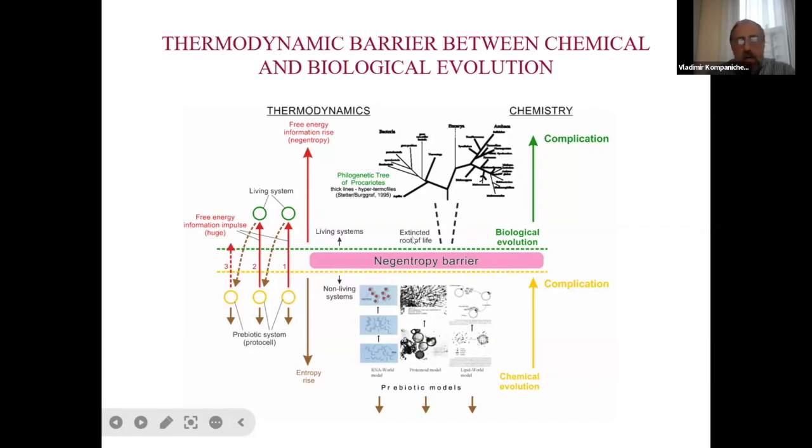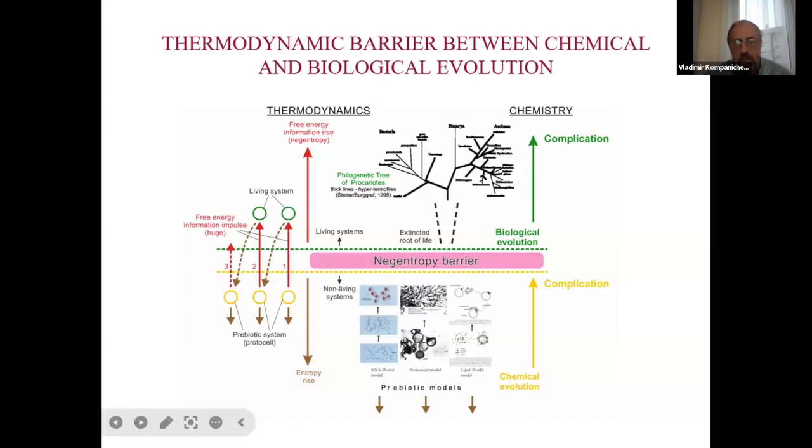And in the upper part, this is the root of the phylogenetic tree, Thermophilicaceae and bacteria. And this is extant forms of life, progenote or LUCA.